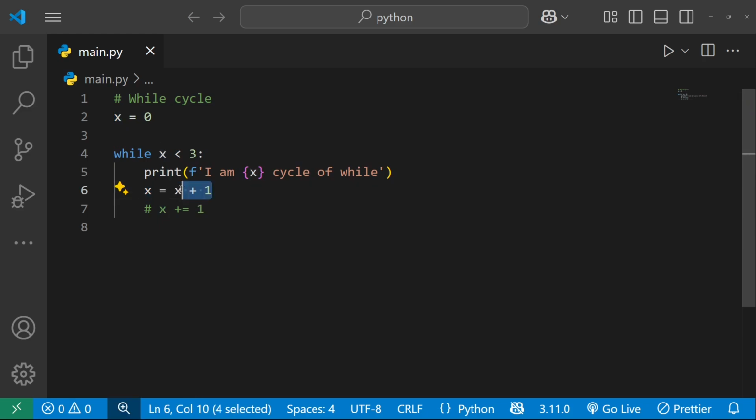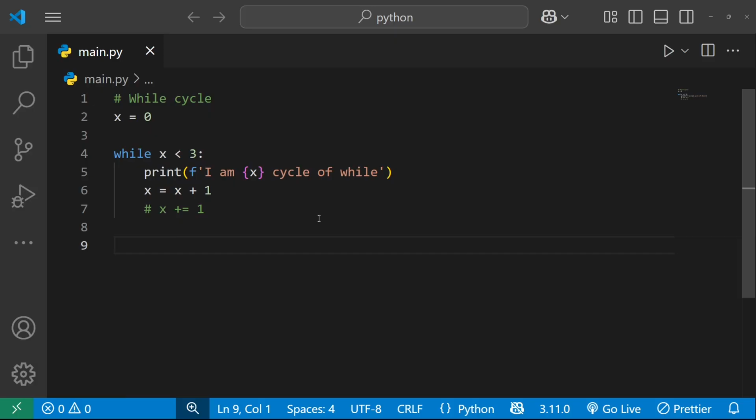So 1 plus 1 is number 2, right? So number 2 is stored here. So 2 is less than 3. Yes, it is. Print. 2 plus 1 is how many? 3. And we will store it in X. So now 3 is less than 3. No, it isn't. So it's false. So it ends. The while cycle will end.